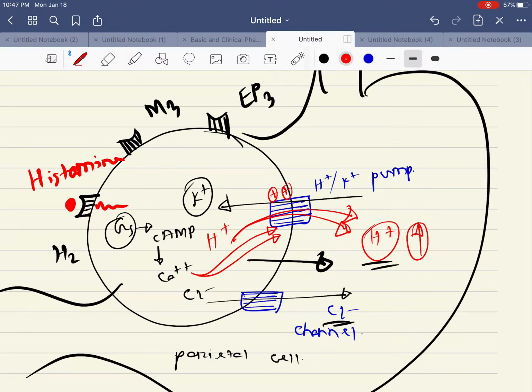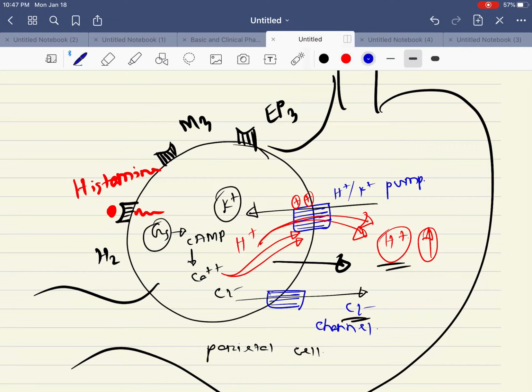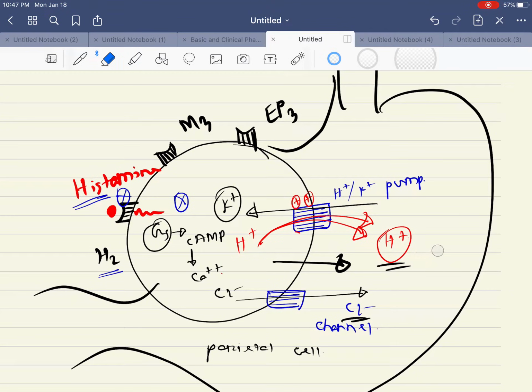Okay, so if we block these receptors, the histamine cannot act on the H2 receptor, and this intracellular signaling cannot happen. So the stimulation by histamine cannot occur, and H plus ion secretion, or efflux, will be decreased. That's why we can control the acidity or gastritis. So this is one of the mechanisms.